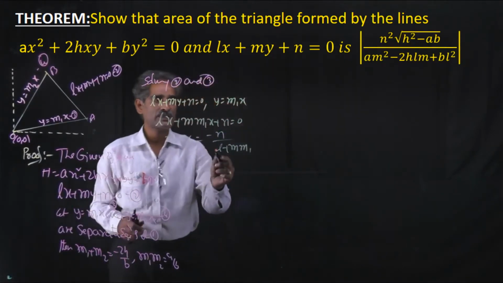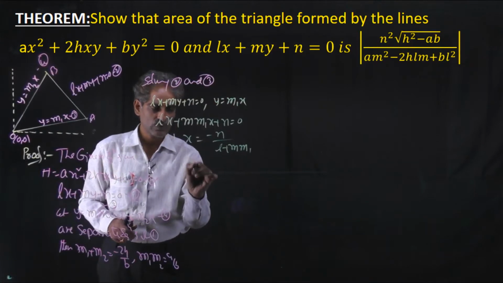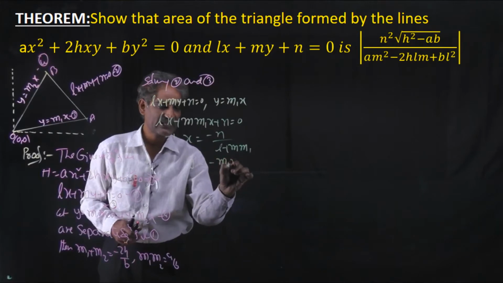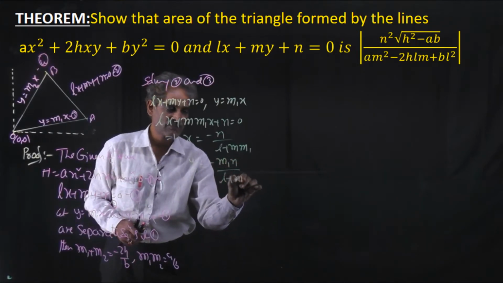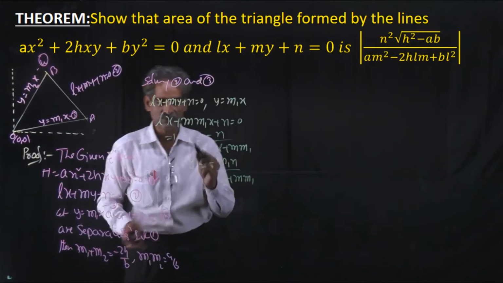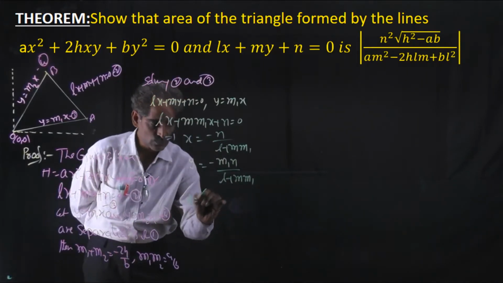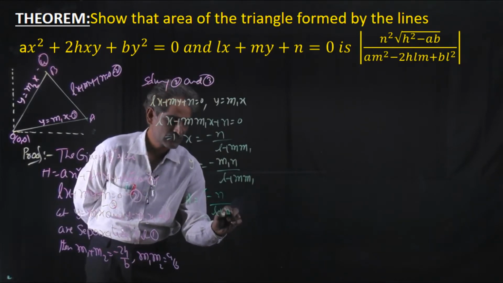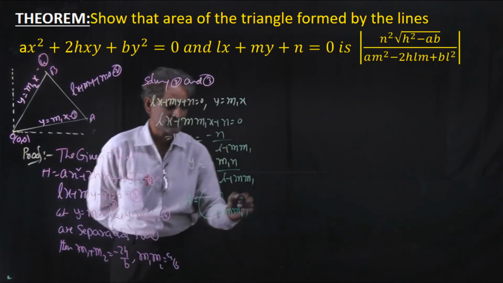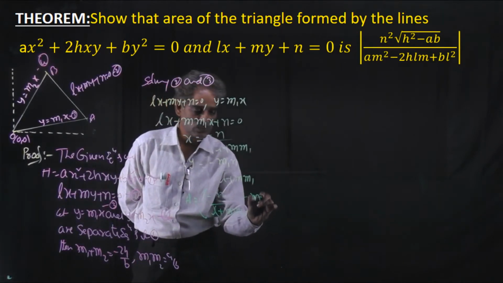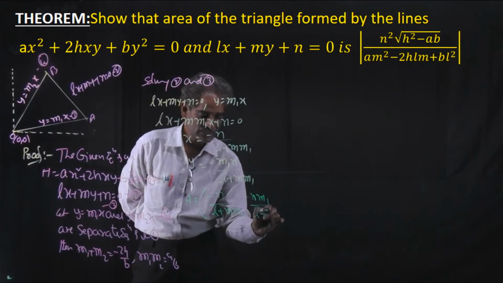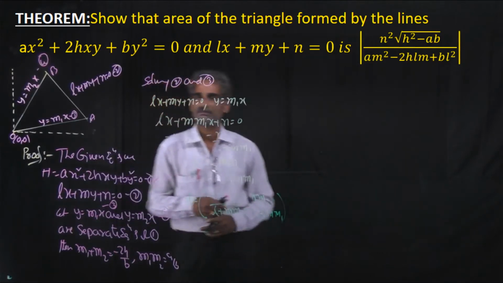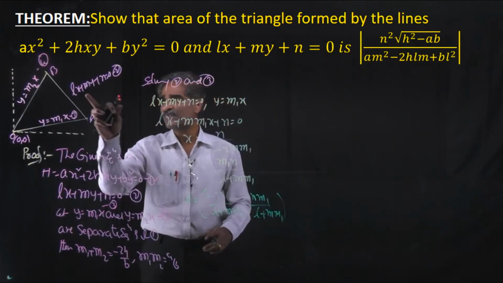Now put this x value in this equation, then we get y is equal to minus m1 n by l plus m m1. Now the coordinates of the point A is equal to minus n by l plus m m1, comma, minus n into m1 by l plus m m1. These are the coordinates of the vertex A. So this is the point of intersection of this and this one.